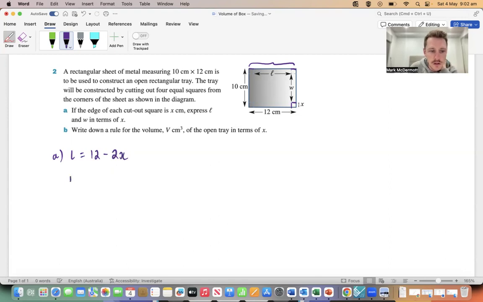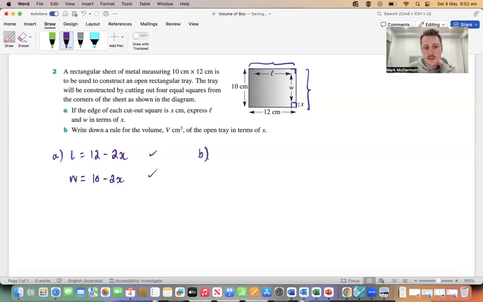And then the width is a similar thing. The total length here is 10, but then the width is, you're taking away this part here, x, and then this part here, x. So the width is similar. It's 10 minus 2x. Okay, so that's part A done because it says express L and W in terms of x. So we've done that.